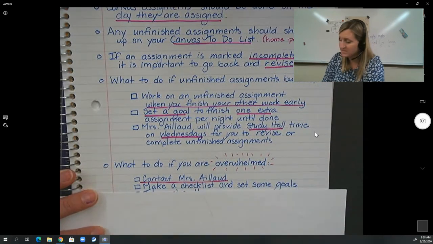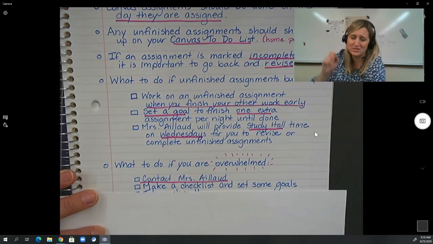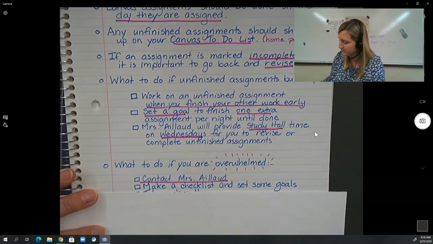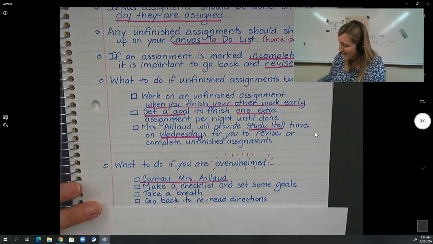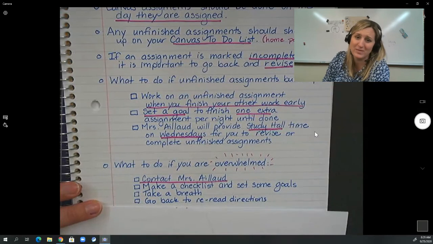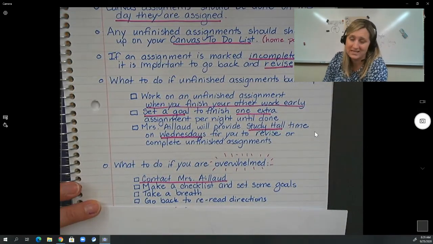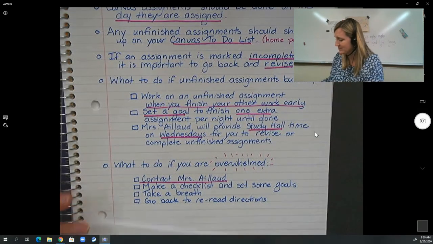Something that you could do that Mrs. Asp has been talking about is really thinking about how do you make a checklist. Okay? Set some goals for yourself. It feels so good to check things off of a list. Do one thing at a time. Okay? Set that little goal for yourself. Take a deep breath. Okay? I'm here for you. I got you. And then go back. Sometimes all it takes is to just go back and reread the directions. And that's all you need. Okay?